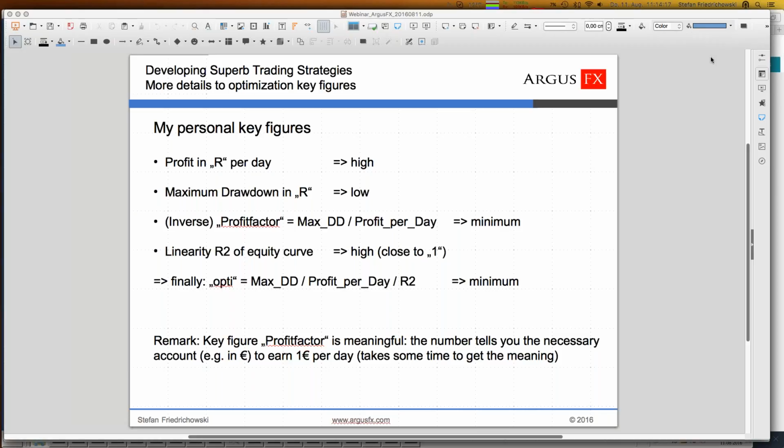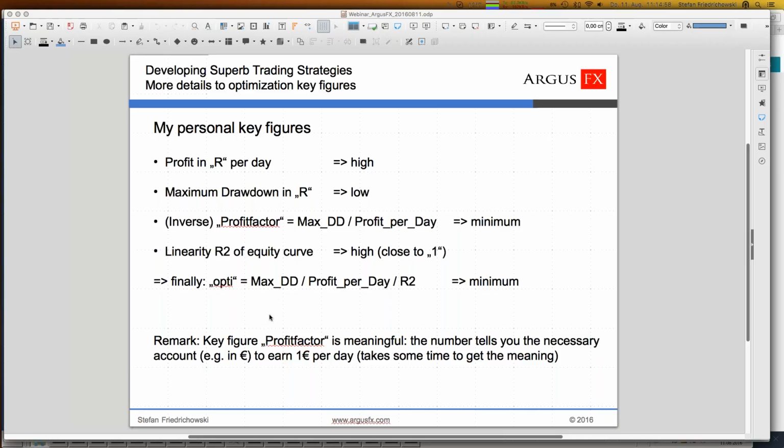That number, for example, is 1,200 for a strategy. So what does it tell you? This 1,200 being the profit factor for a given strategy. If you look to the quotient here, maximum drawdown divided by profit per day, that is a number without any unit, because the maximum drawdown has a unit R, and the profit per day has a unit R, by the way, per day. If you would do both in euros, once again, it would cancel out.